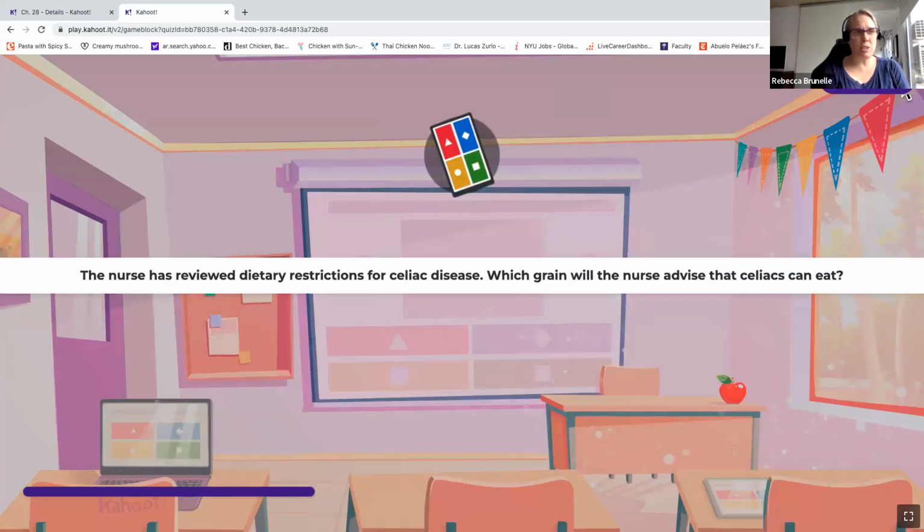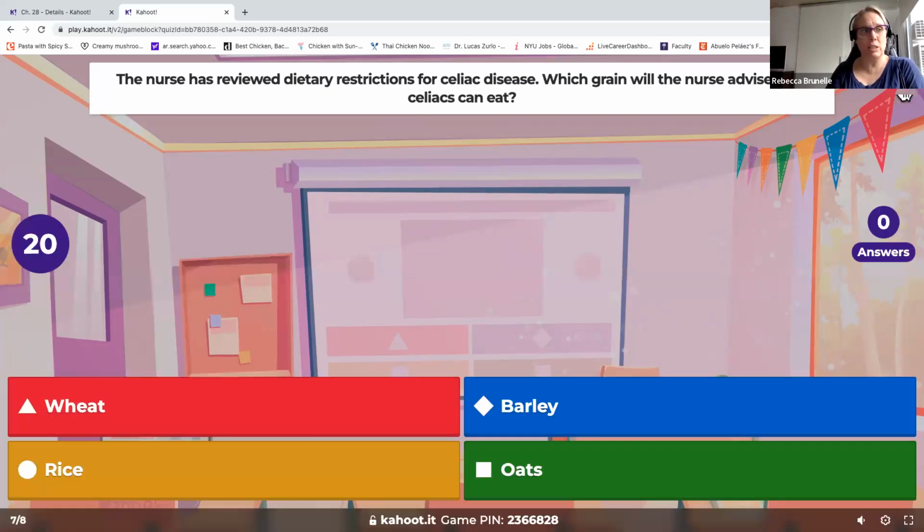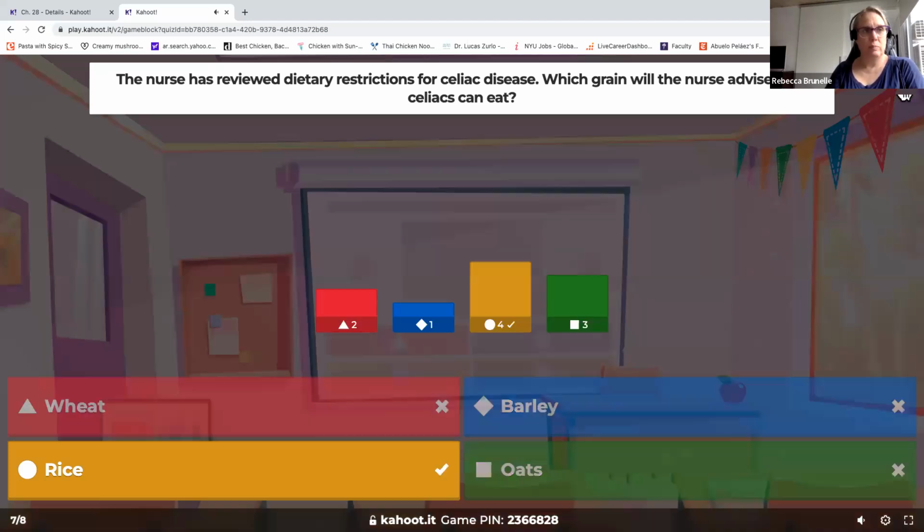The nurse has reviewed dietary restrictions for celiac disease. Which grain will the nurse advise that celiacs can eat? Wheat, rice, barley, or oats? This one was tricky. So it is rice. The wheat, barley, and oats all have gluten. So celiacs cannot eat gluten. So they can eat rice though.